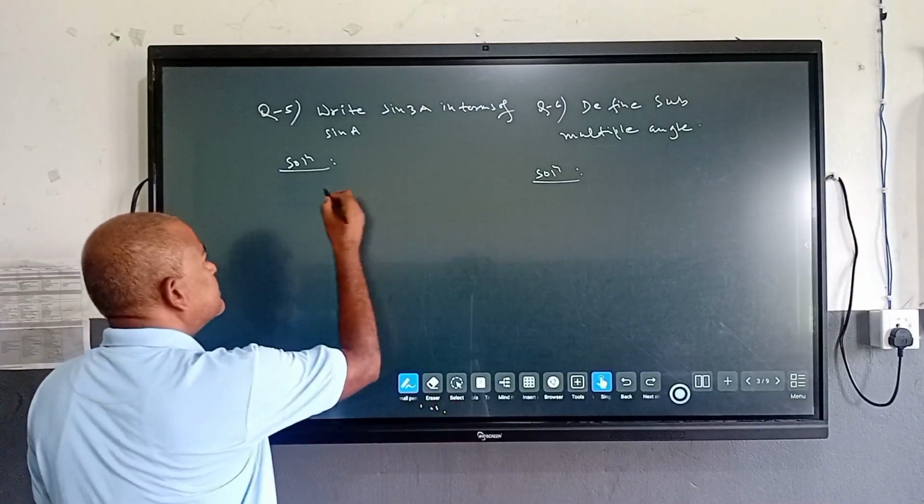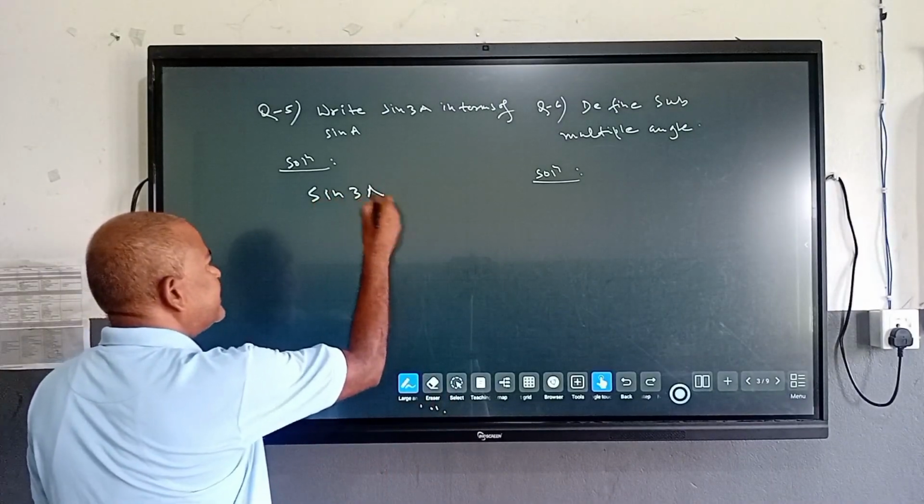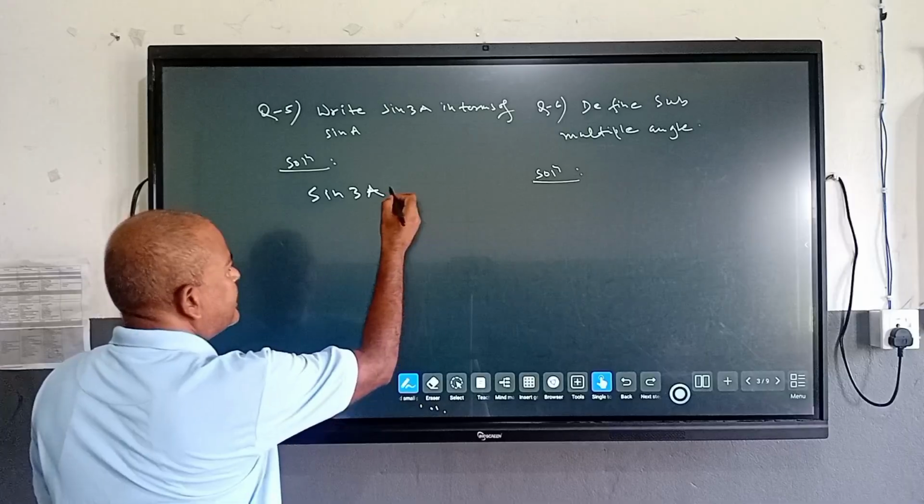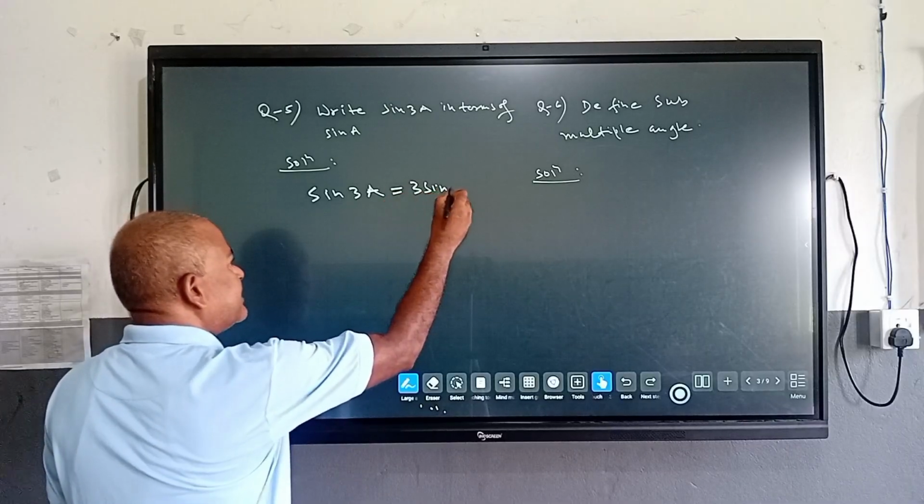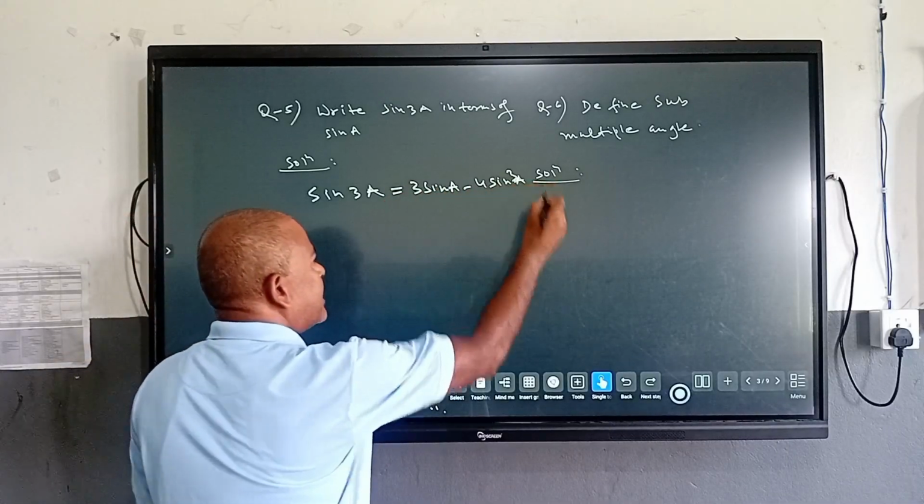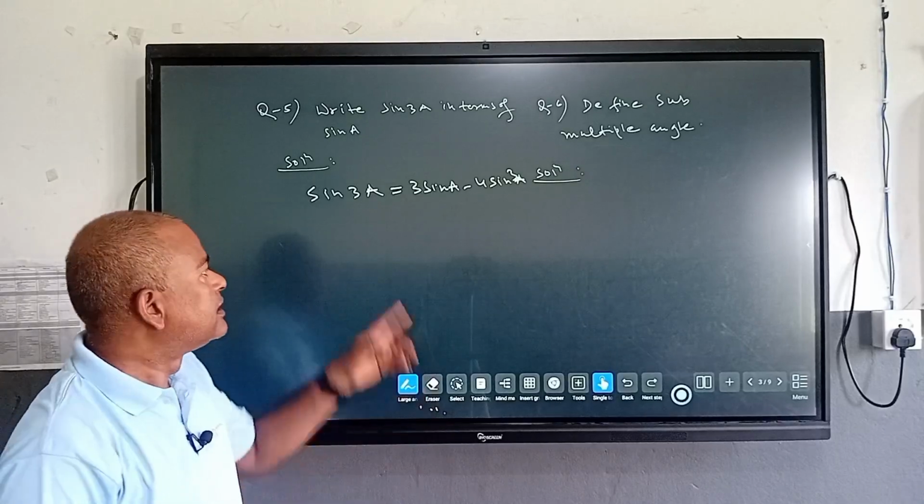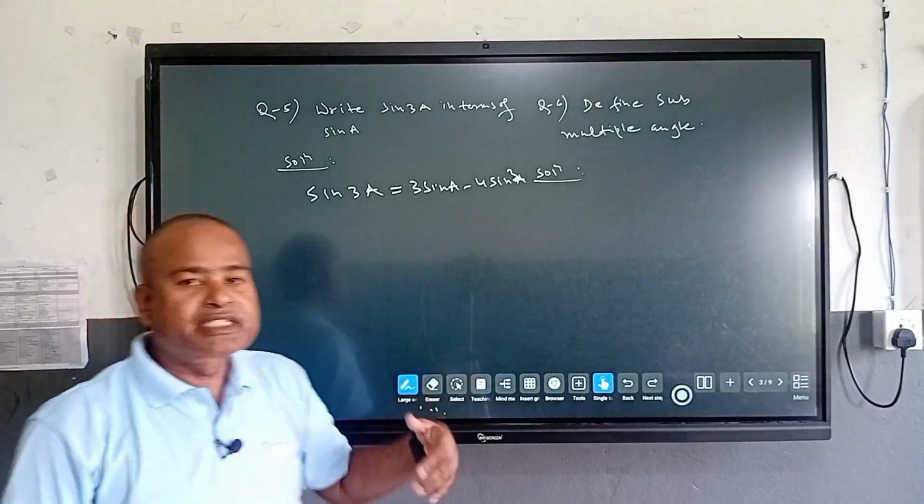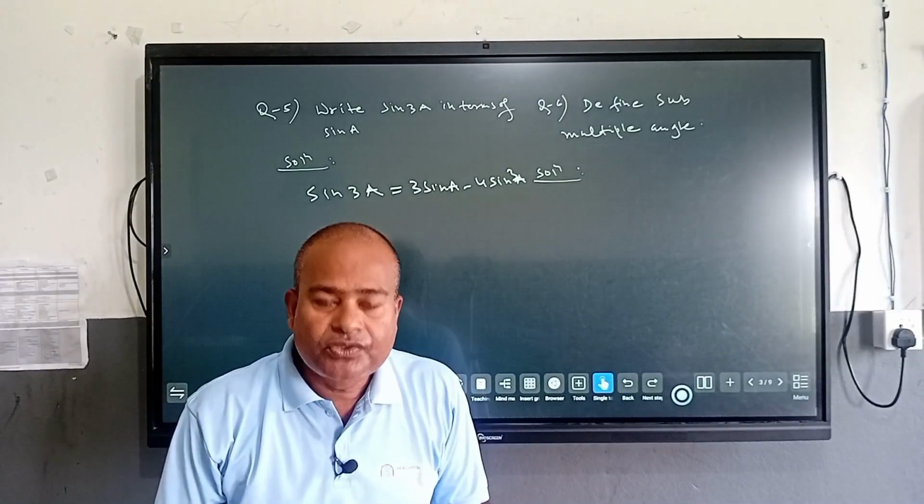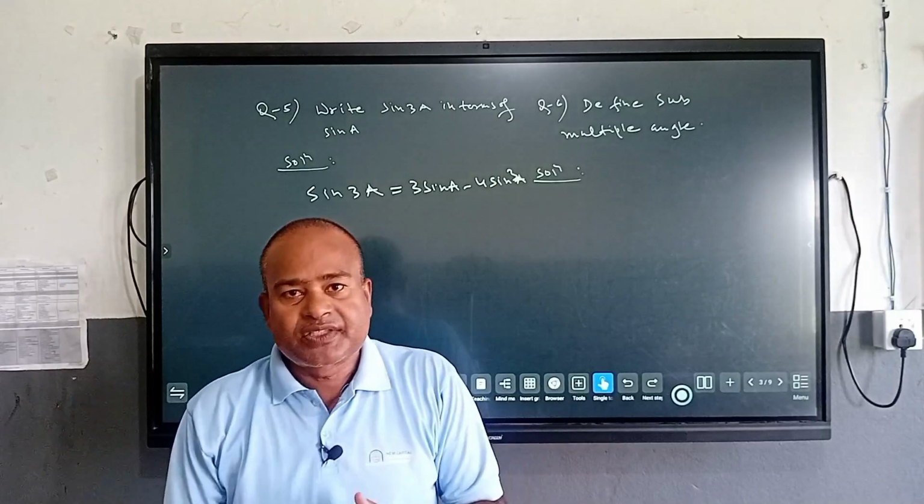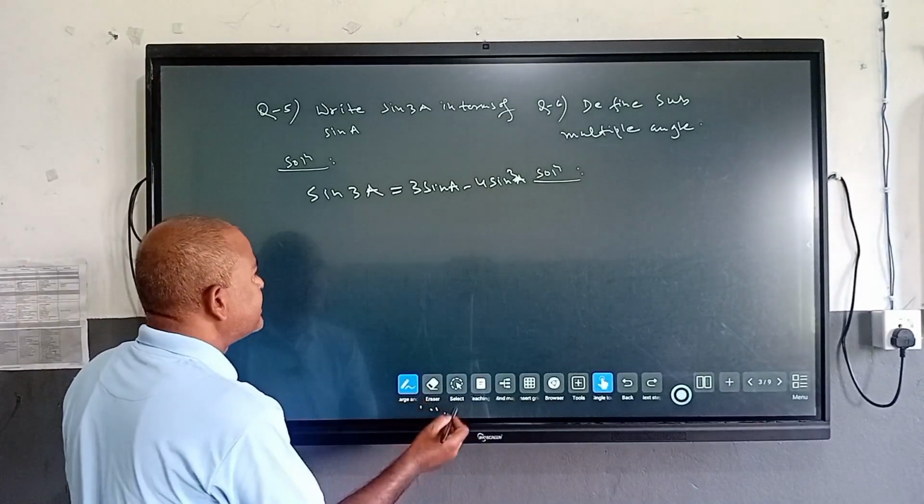Dear students, the formula of sin 3A we can write as 3 sin A minus 4 sin cube A. This is the formula of sin 3A. Sin 3A is equal to 3 sin A minus 4 sin cube A. So this is very simple.